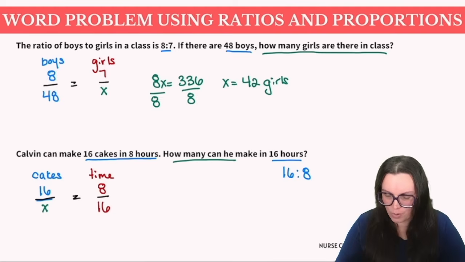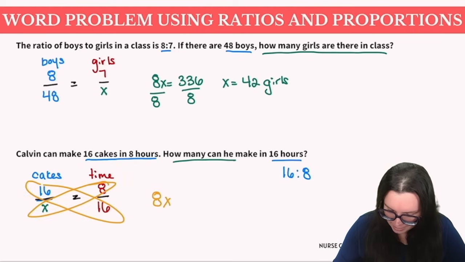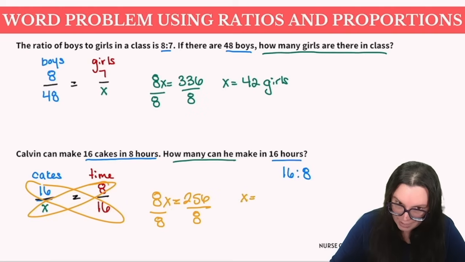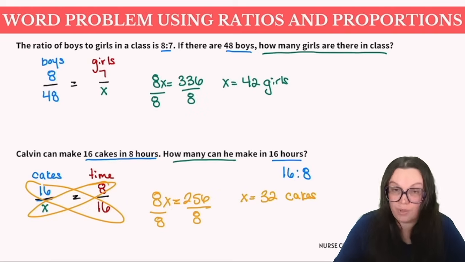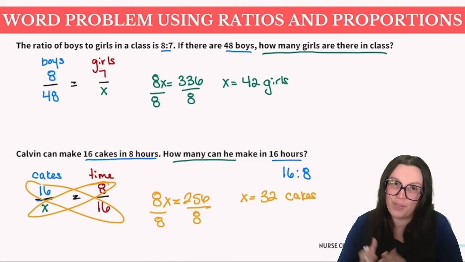So now that we have our equation, we're going to cross multiply. And we do this by saying 8x is equal to 256. We need to isolate our x on both sides by dividing by 8. And that is going to give us x is equal to 32 cakes. So within 16 hours, Calvin should be able to make 32 cakes.